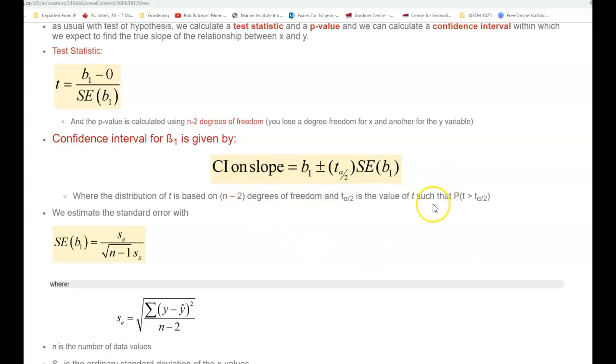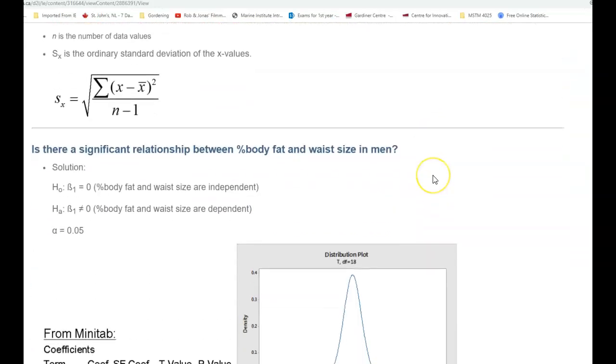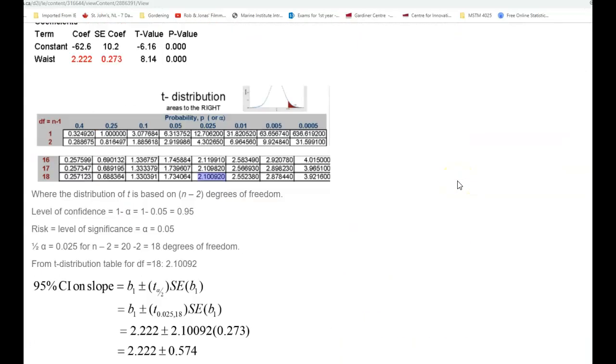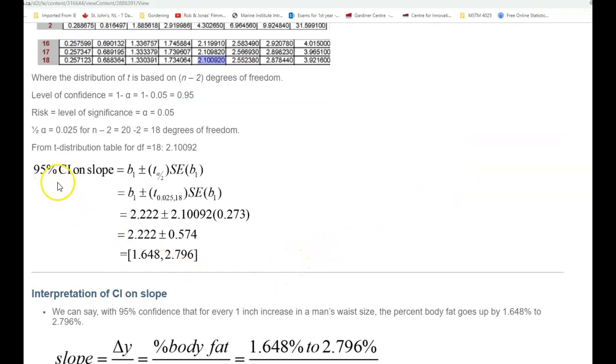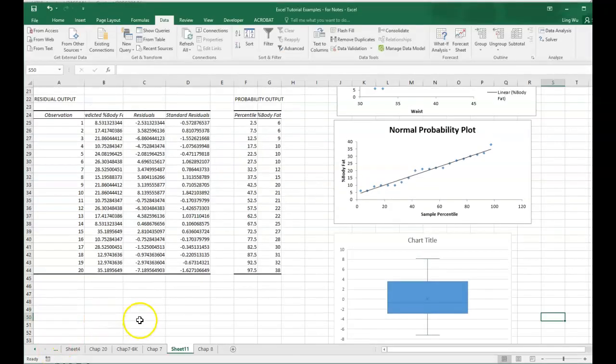Normally in the assignment we ask you for the hand calculation of this confidence interval. So you need to know how to do the calculation of this confidence interval, and T alpha over 2. That basically gives us the value from the table, or you can use the function in Excel to get this value.